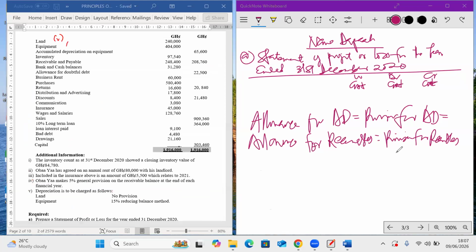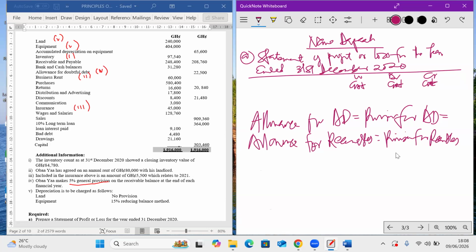And we have equipment. So I write V. And we have the inventory, I. The allowance for doubtful debts is IV. Then the business rent is what footnote number? II. Then what else? Insurance. Insurance is I. And they said 5% general provision. So I've done all these workings. Now I'm about to start the work. I believe you are writing. Yes.